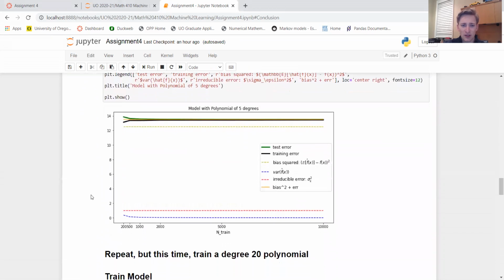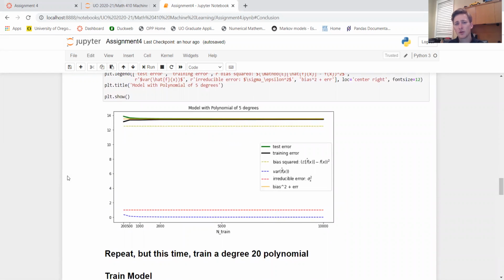So jumping forward to the visualization, here is the model with a polynomial of degree 5. And we can see right off the bat that our test and training error are both very high, our bias is very high, and our variance is very low. So this would suggest that our model is underfit since we're seeing such high values for our test and train error. Additionally, you can see this orange line right here shows that the test and the training error both converge to the bias squared plus the error.